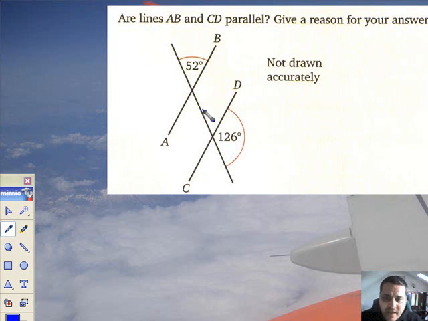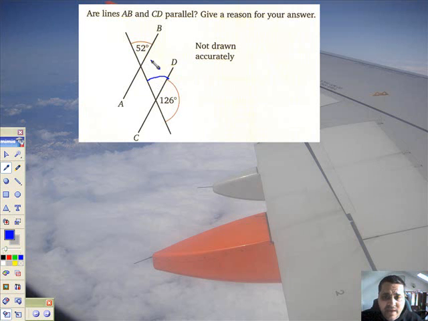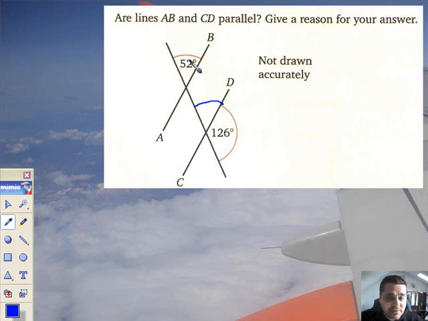If they're parallel, then this angle here will equal 52, because if I calculate it and it comes to 52, then it will prove that AB and CD are parallel, because this angle and this angle will be corresponding. So let's just work this out. This angle here is going to be 180 take away 126, and that gives us, grab my machine, 54 degrees.